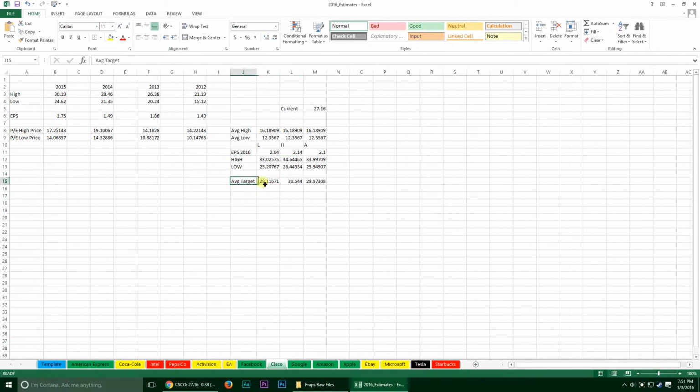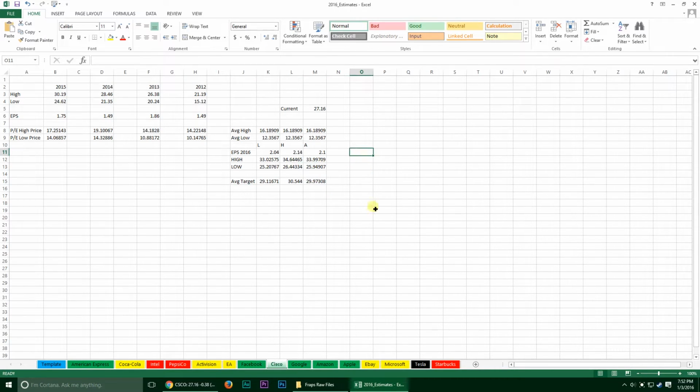And then the average target means that according to this formula, this is where you would expect the price to be: between 25 and 33, the average of that is 29. Between 26 and 34, the average of that is 30. And between about 26 and 34 again, the average is about 30.